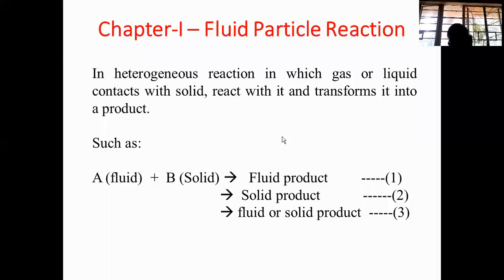If this carbon reacts with the oxygen, then CO2 will be formed, so gas will be formed. The carbon is converted into CO2, meaning the solid is converted into CO2, but not all the solid is converted. There are some impurities present in the carbon, so some fine ash will remain, the solid in the form of ash.